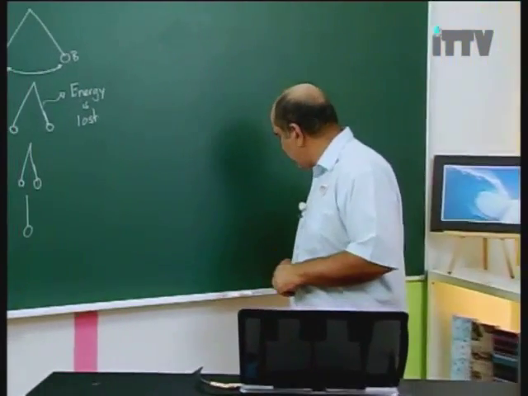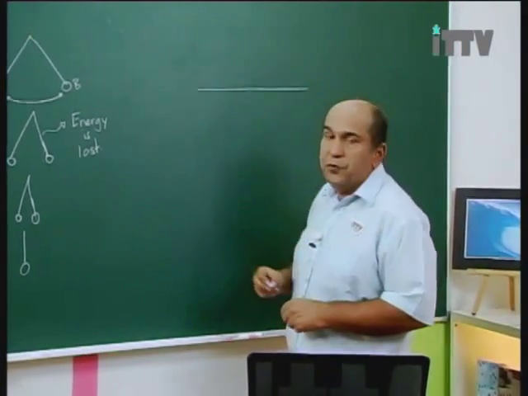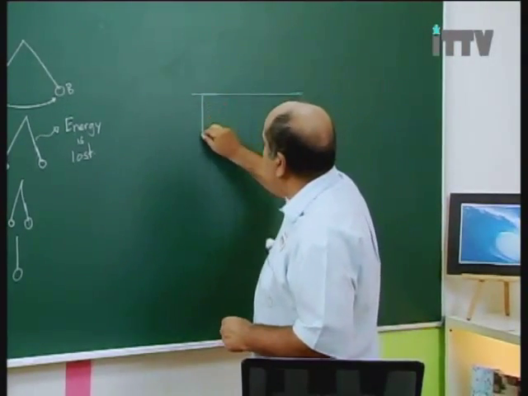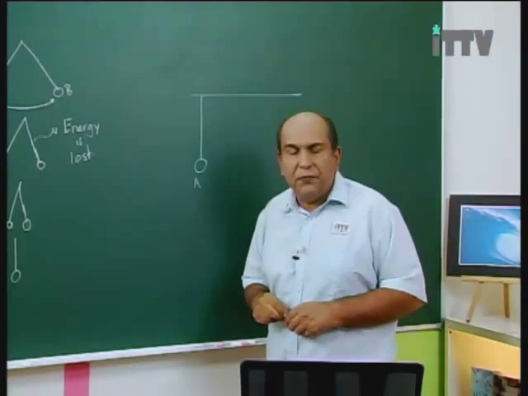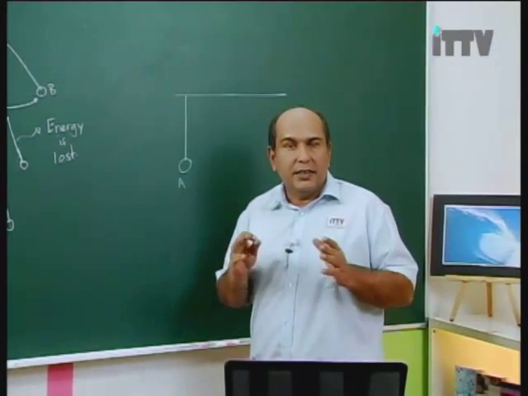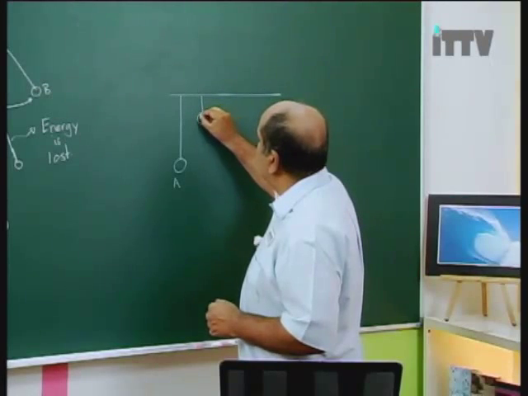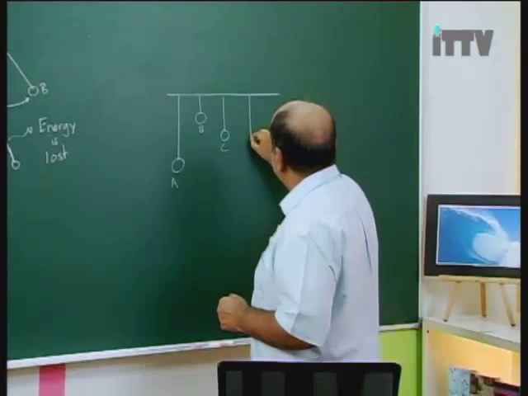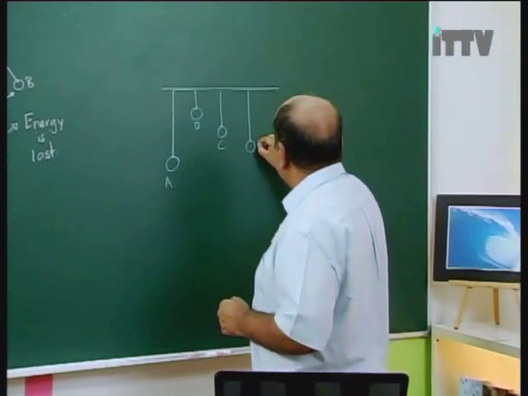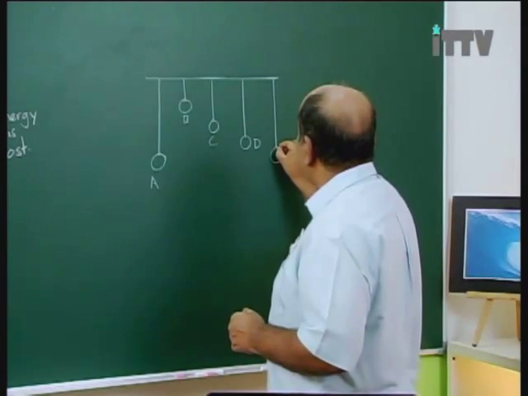So let's have a look at this on the board. Imagine that we've got a string connected to 5 pendulums. I've got the first pendulum here. This is the pendulum that I'm going to start with, slightly different to the diagram you have in the slide. So this is pendulum A. Then I'm going to put here pendulum B, pendulum C, pendulum D, and finally pendulum E, which is going to be the same length.